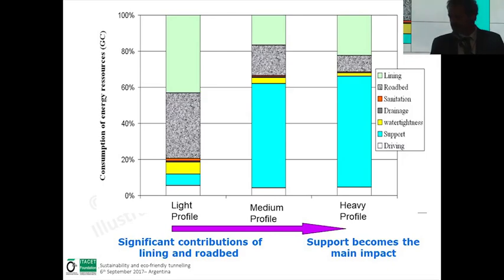I have also the 3 profiles here, for consumption of energy resources, but drawn in percentage, meaning the percentage of each element of the tunnel for the light profile and the heavy one, for example. For the light profile, the major part is the green one, which is the lining. But for the EV profile, the lining is only 20% of the impact, and the support is something like 60%. So as we increase the strength of the profile, the support becomes, of course, the main impact. But we also have significant contribution of lining and road beds.